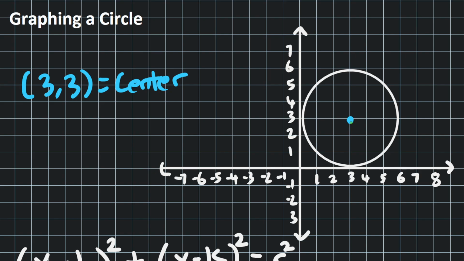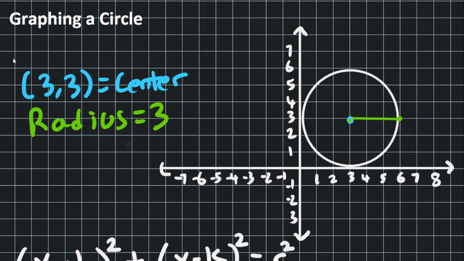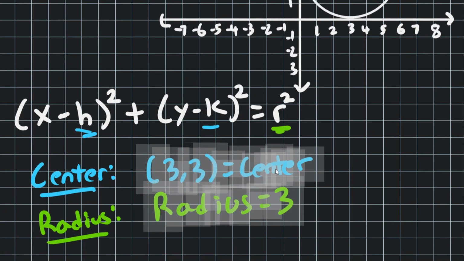And what is the radius of this circle? So all we have to do is start at the center and just draw a line anywhere on the circle. I recommend drawing a flat line so that's easier to count. And if you count how many spaces, this is 1, 2, 3. Well, right about 3 spaces. So the radius of this circle is 3. Okay, so we know the center is at 3, 3, and the radius is 3. Let's go ahead and plug it in. Let's move that down here.